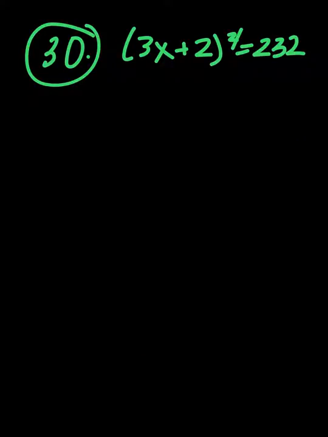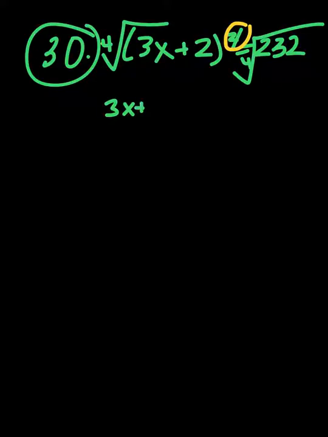For this next one, I need to get the x by itself. So I have to get rid of the fourth power that is currently outside the parentheses in order to get inside the parentheses. So I'm going to take the fourth root of both sides, giving me 3x plus 2 on the left-hand side. And then the fourth root of 232 is 3.9, but I have to make it positive and negative 3.9.